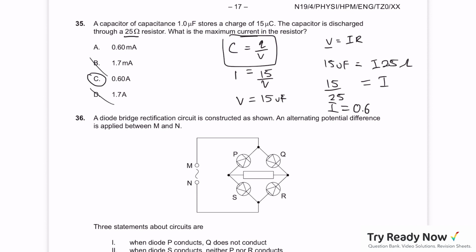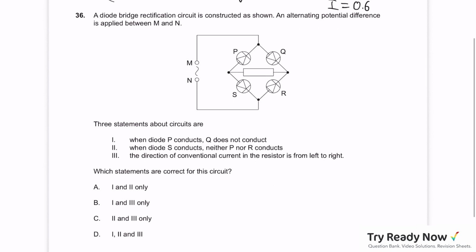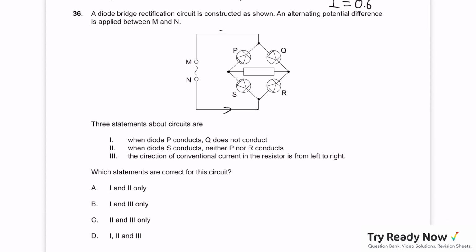Now moving on to question 36, this is a diode question. Basically what this diode bridge circuit does is that it forces the AC current into just DC, into the resistor. So we can play a different scenario here. Let's assume that we're half a cycle in and the current is coming this way. So what this diode does is that it forces the current to go through here. It forces it to go through Q. And vice versa, assume that we're half a cycle later and we reach here. It forces the current to go through Q, pass through the resistor, and come back through S.